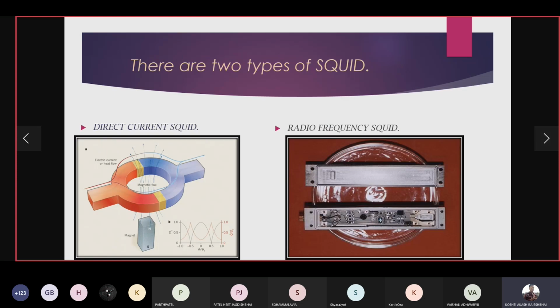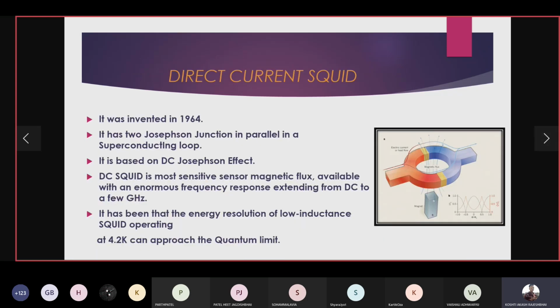There are two types of SQUID: direct current SQUID and radio frequency SQUID, in short RF SQUID. DC SQUID was invented in 1964 and it has two Josephson junctions in parallel on a superconducting loop.